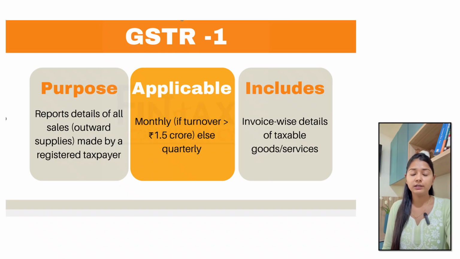What does it include? Invoice-wise details of all taxable outward supplies. This includes B2B, B2C, exports, and even credit or debit notes. It helps the government to track sales and enables the buyer to claim input tax credit. In short, GSTR1 is a fundamental of GST compliance. It ensures transparency and smooth flow of credit in the system.